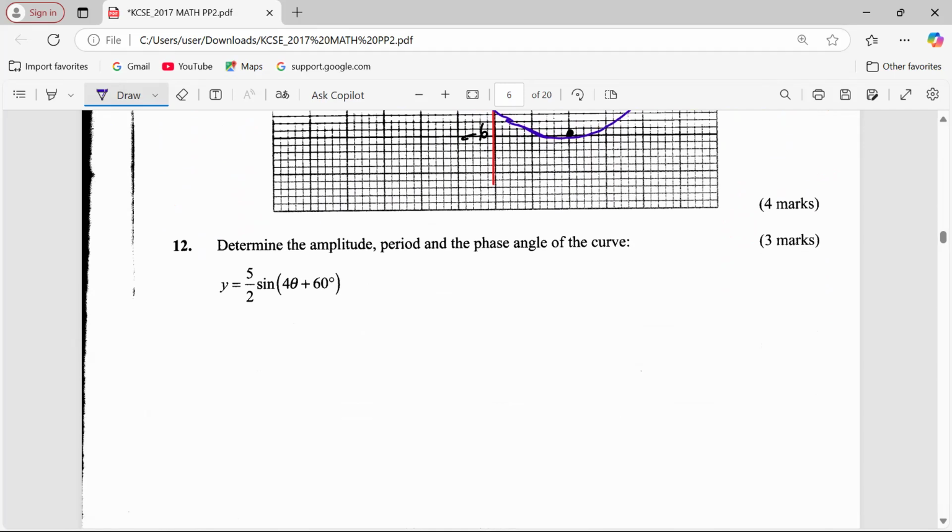Determine the amplitude, period, and phase angle of the curve y equals A sine of kx, or k beta.